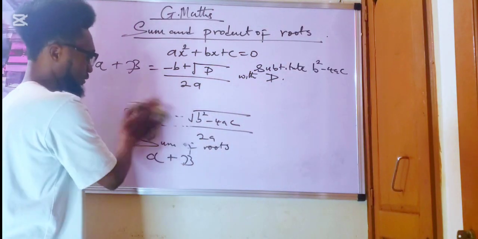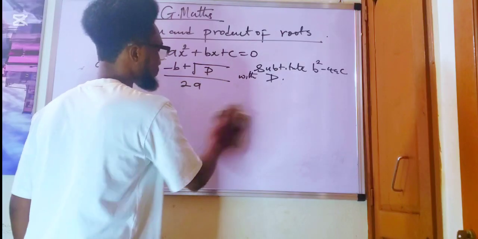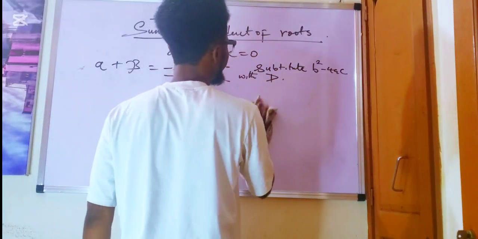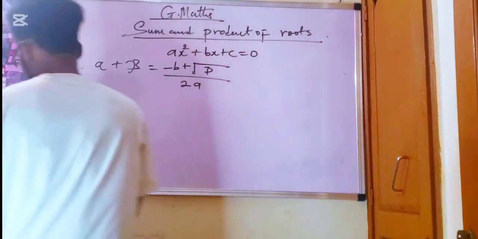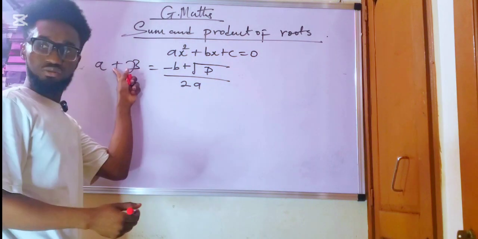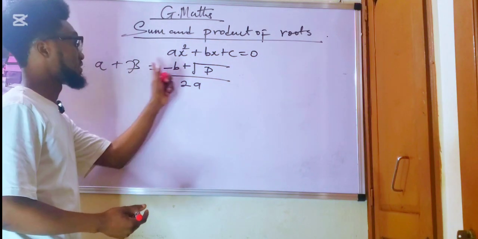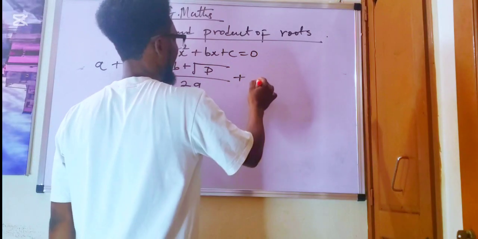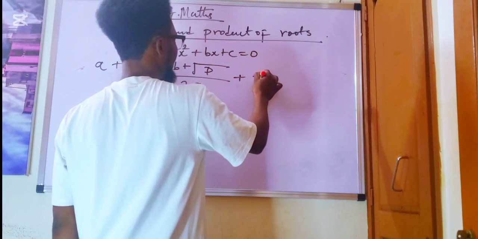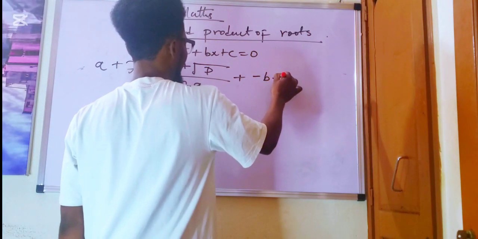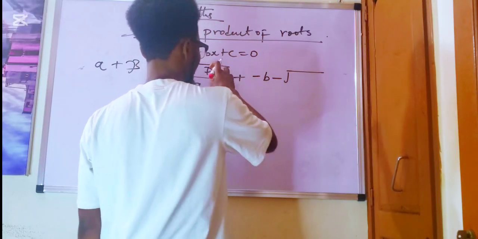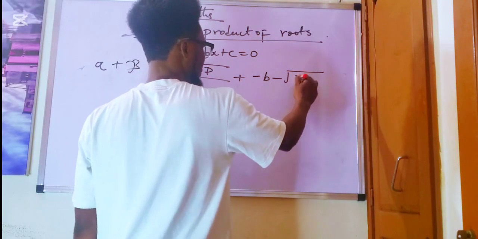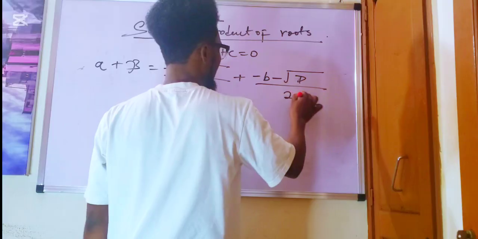I will clean here right now. Plus. Remember I said alpha plus beta. This is representing alpha plus beta now. For beta we have minus b minus the square root of, I will still replace the discriminant with D, divided by 2a.